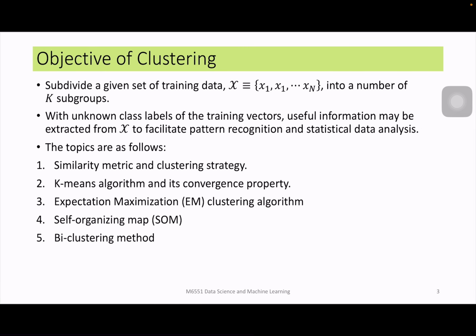as possible. So the objective of clustering: you subdivide the given set of training data, X equals x1 to xn, into a number of k subgroups with unknown class labels of the training vectors. Useful information may be extracted from X to facilitate pattern recognition and statistical analysis. So the topics are as follows: similarity metrics and clustering strategy, K-means algorithm and its convergence property, expectation maximization clustering algorithm, self-organizing map (SOM), and bi-clustering method.